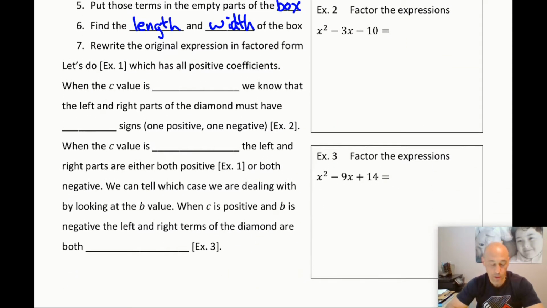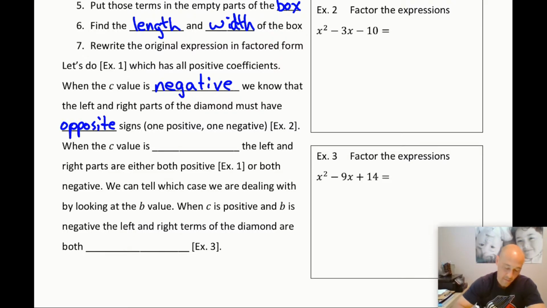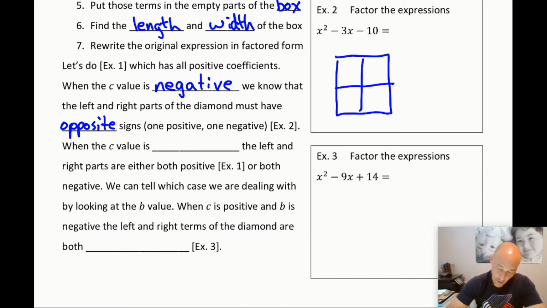We just did example 1, where all of the coefficients are positive. Now, when the c value is negative, we know that the left and right parts of the diamond must have opposite signs. One positive, one negative. All right, so we're going to do example 2 here. The x squared term goes in the lower left-hand corner.